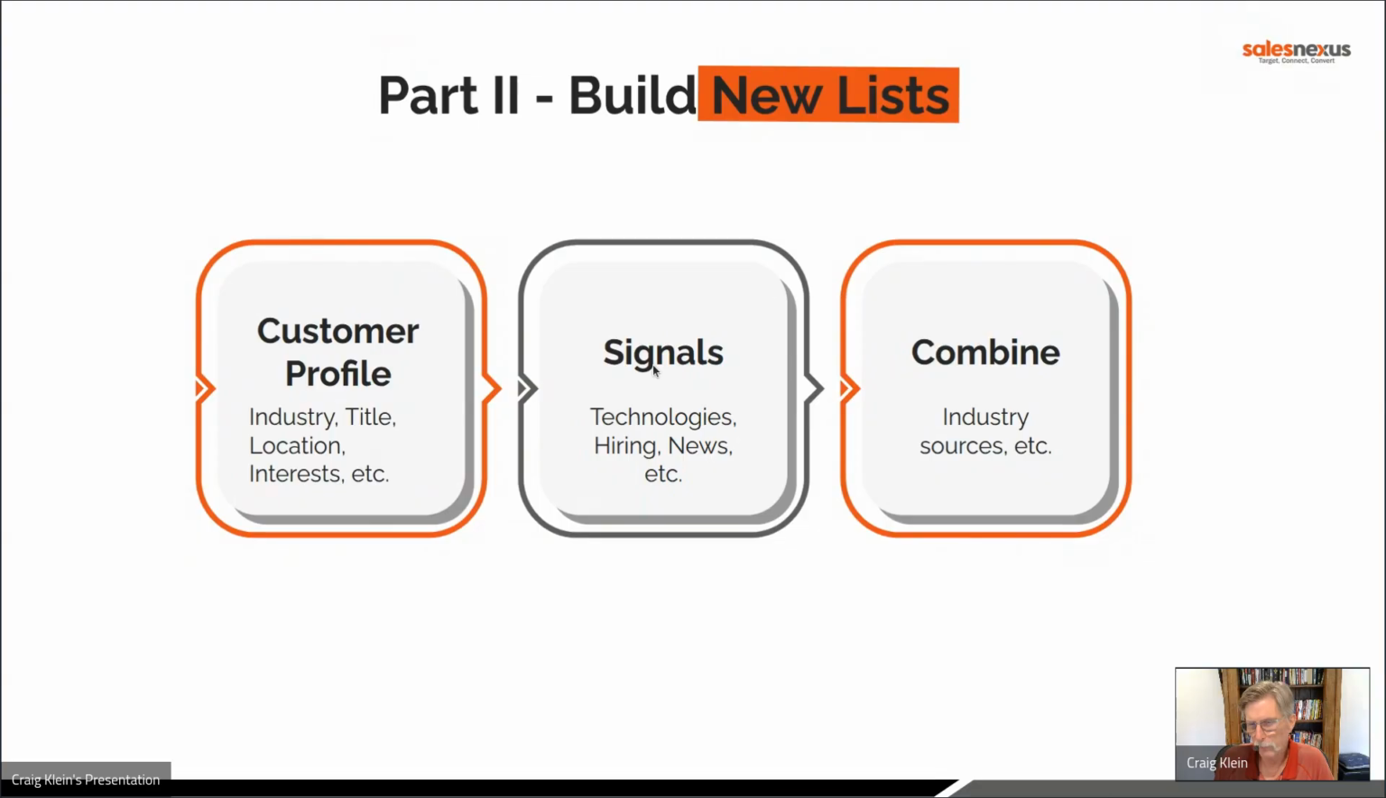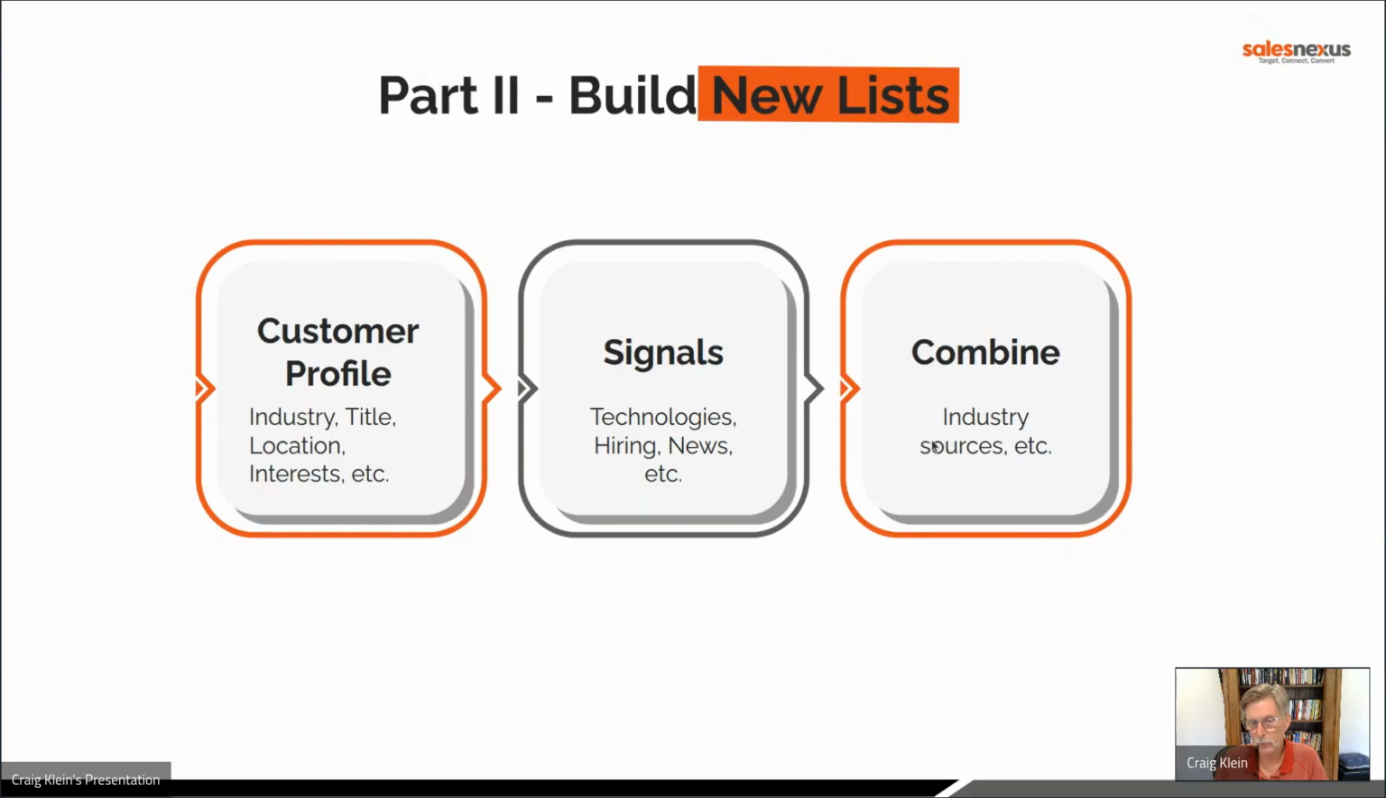Then there's more signals type information that you can search on. What technologies is the company using? What strategic initiatives are they talking about in the news that your products and services might match up with? Are they hiring? Those kinds of things are also criteria you can use to build a list, right?